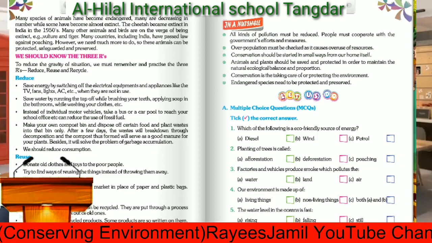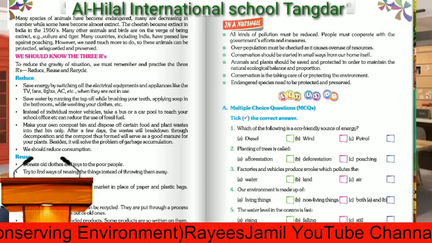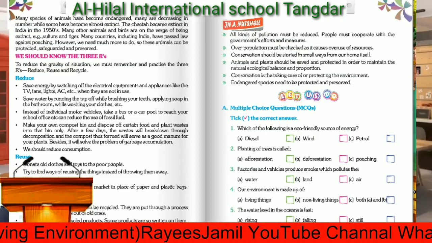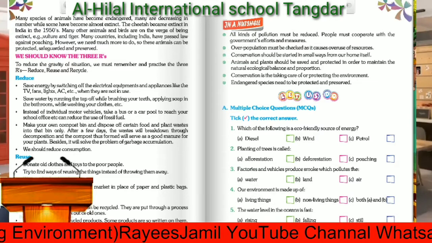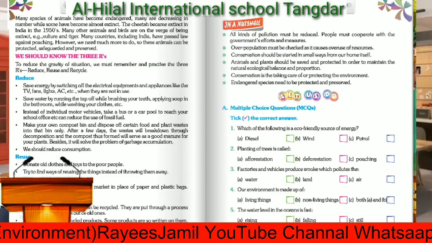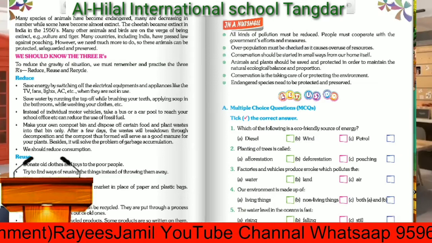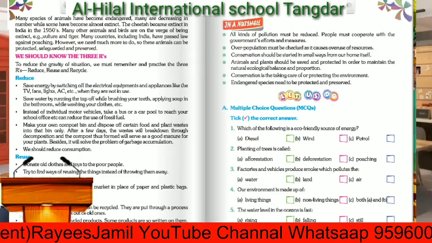Make your own compost bin and dispose of certain food and plant waste into that bin only. After a few days, the waste will break down through decomposition and the compost thus formed will serve as a good manure for your plants. Besides, it will solve the problem of garbage accumulation. We should reduce consumption.